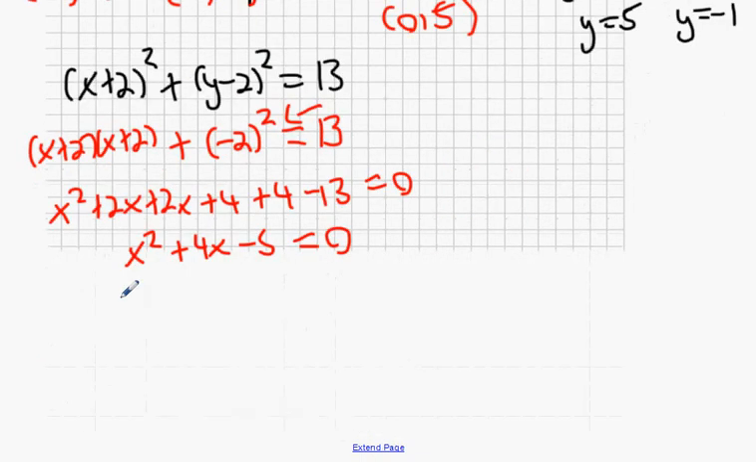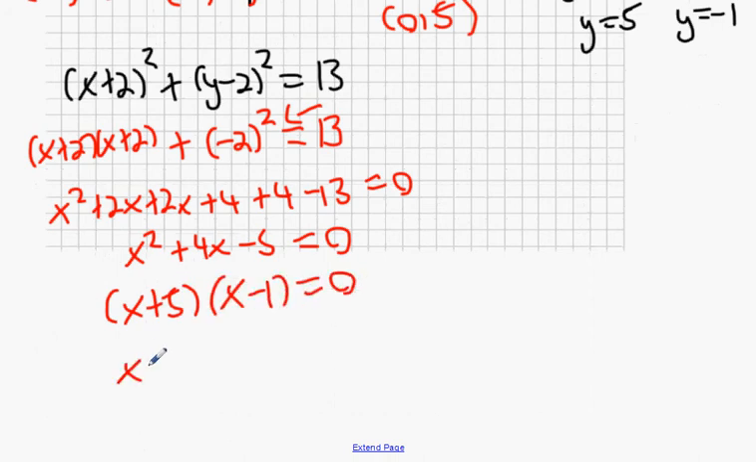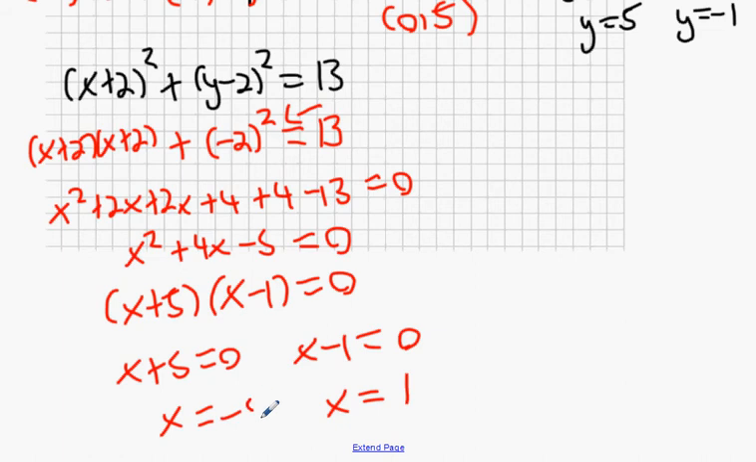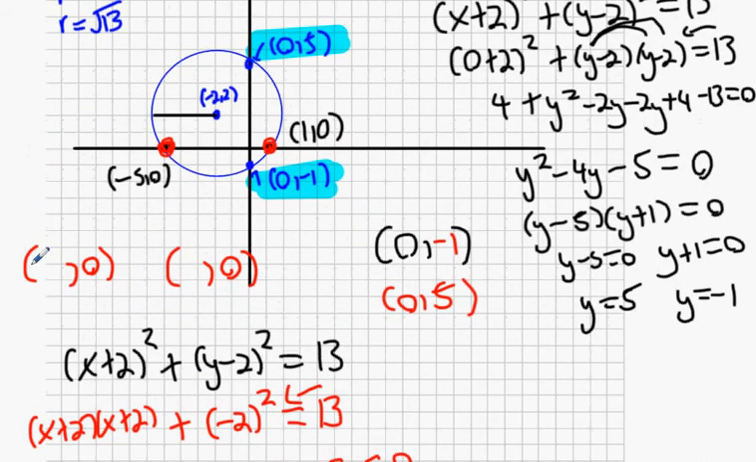X plus 5, x minus 1 equals 0. X plus 5 equals 0. X minus 1 equals 0. X equals 1, and x equals minus 5. So what we have here is minus 5, 0, and 1, 0, as predicted, right? Okay.